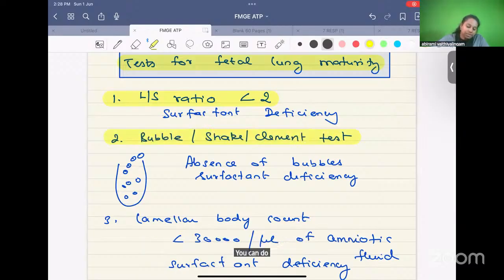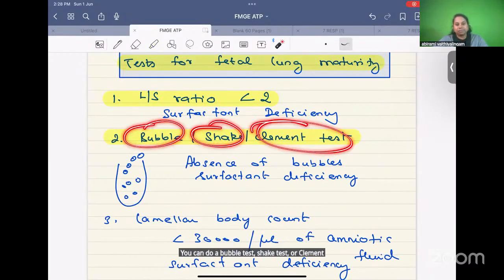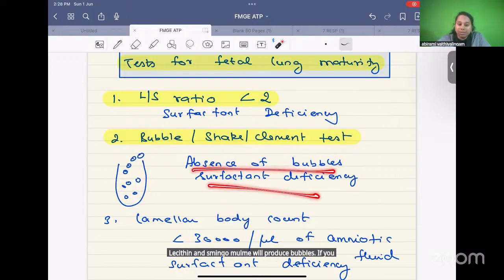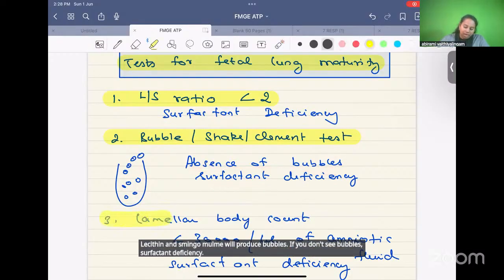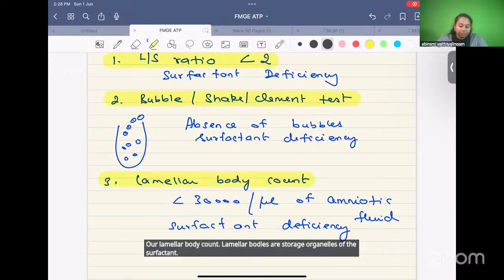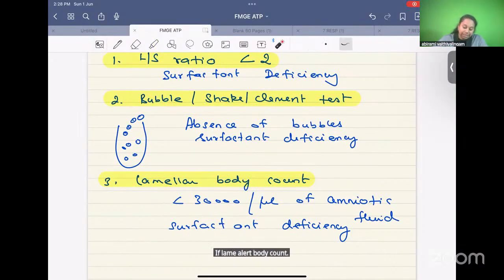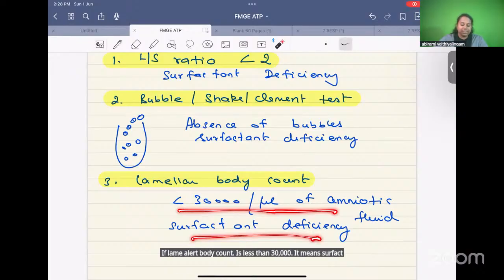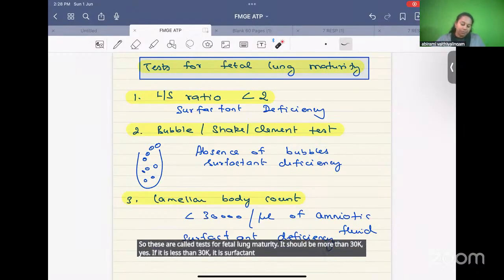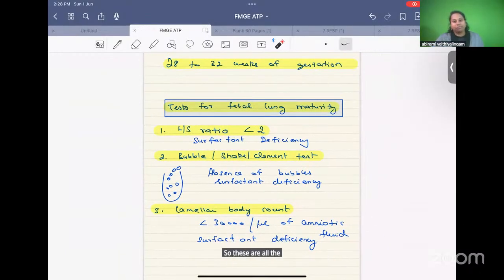You can do a bubble test, shake test or Clements test. Take some amniotic fluid, put it into a test tube and shake it. If you see bubbles coming out, only lipids will produce bubbles. Lecithin and sphingomyelin will produce bubbles. If you don't see bubbles, surfactant deficiency. Or lamellar body count. Lamellar bodies are storage organelles of the surfactant. If lamellar body count is less than 30,000, it means surfactant deficiency. So these are called tests for fetal lung maturity. It should be more than 30K. Yes, if it is less than 30K, it is surfactant deficiency. So these are all the tests done to identify fetal lung maturity.